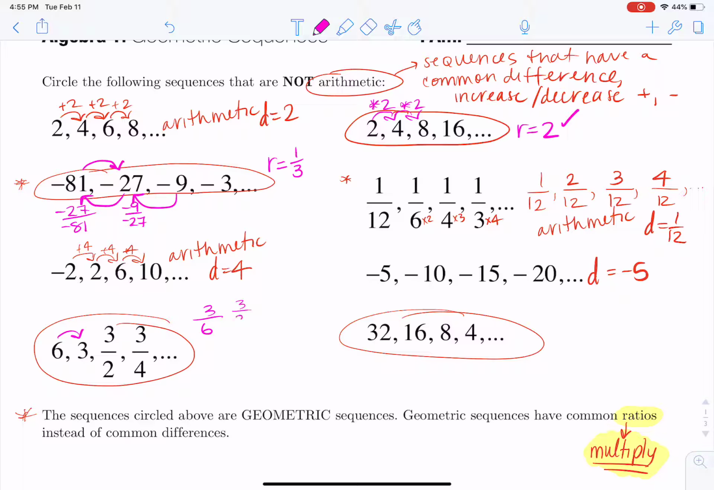Or what is 3/2 all over 3? And when we simplify, we end up getting that my common ratio is 1/2. So again, the same thing over here. What is 16 over 32? Or what am I multiplying 32 by in order to get to 16? And again, I'm back at a common ratio of 1/2.